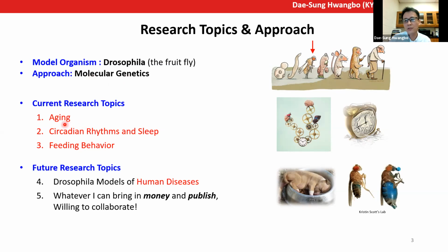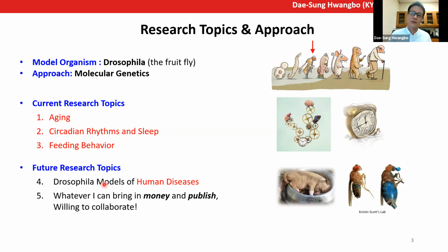So if I have to choose a single word for my research, that is aging, but I'm trying to connect aging and circadian rhythms and sleep and feeding behavior all together. So for example, how the aging process impacts circadian rhythms and sleep, or vice versa. During the aging process, what happens to your feeding behavior, or does feeding behavior change your rhythms and sleep? All are connected, and we're trying to dissect the mechanisms of interconnection.